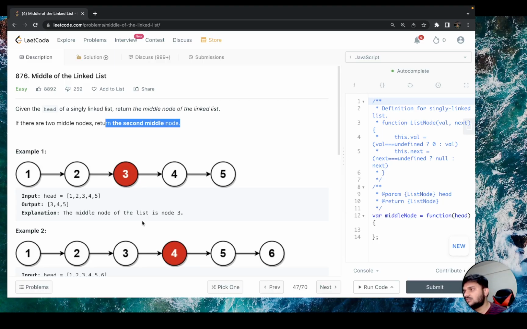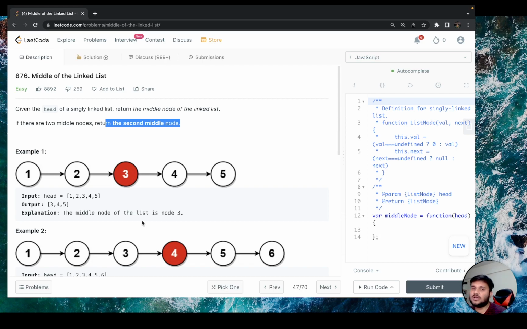Now the problem can be extremely simple if you think about an algorithm where you count the number of nodes, and then once you get the length of the linked list, that is the total number of nodes, you divide it by 2 and then get the length by 2th node by iterating on the linked list once again. This is a fairly trivial approach to think of.